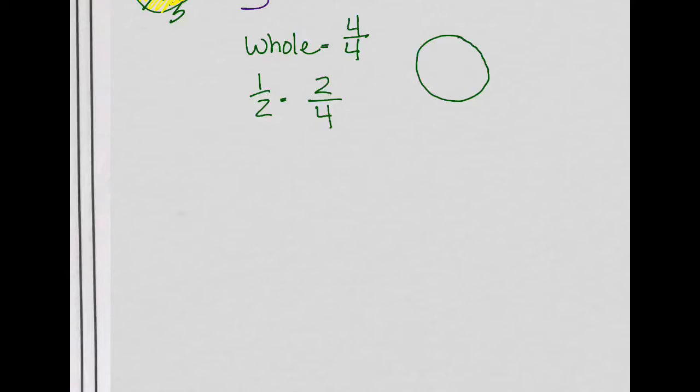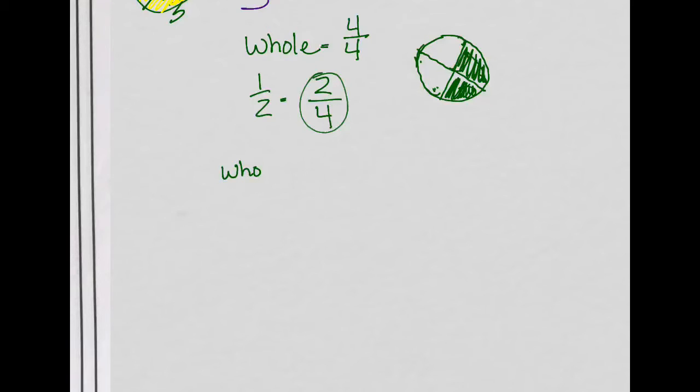So I have my circle. I cut it into fourths. A whole would be all of the fourths, right? 4 of them. 1, 2, 3, 4. But a half of the whole, try not to erase it all here for you. A half of the whole is 2 parts out of the 4. See that? Okay. Or we can put it side by side.